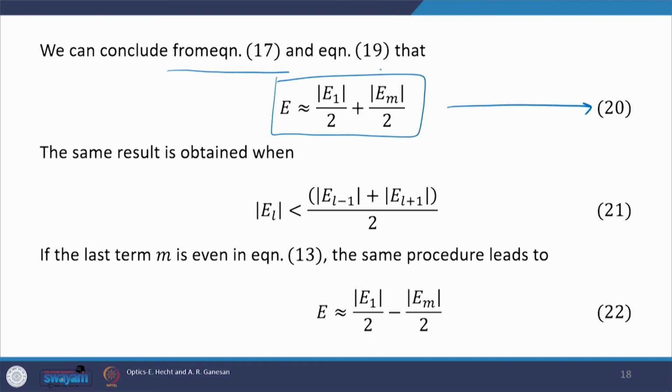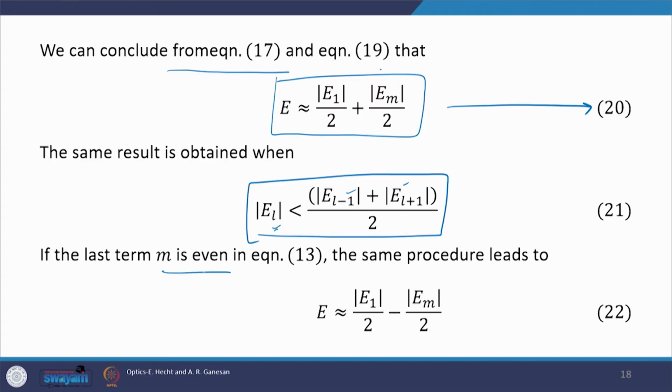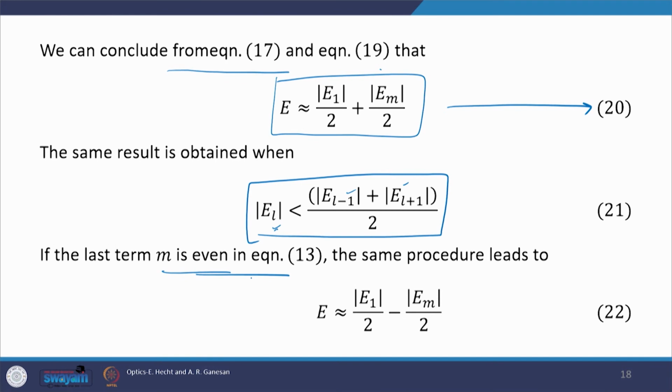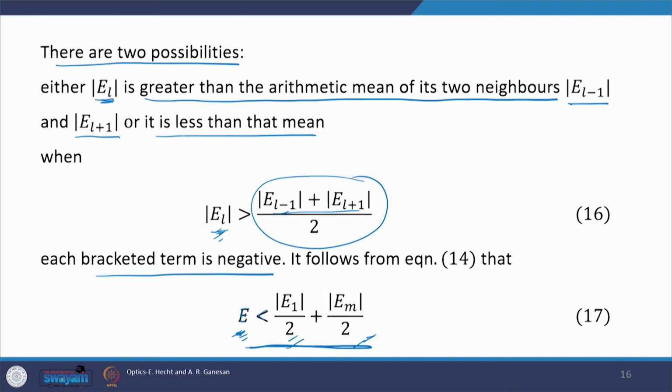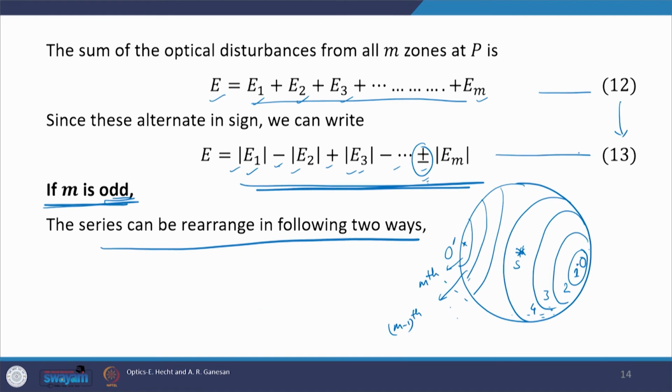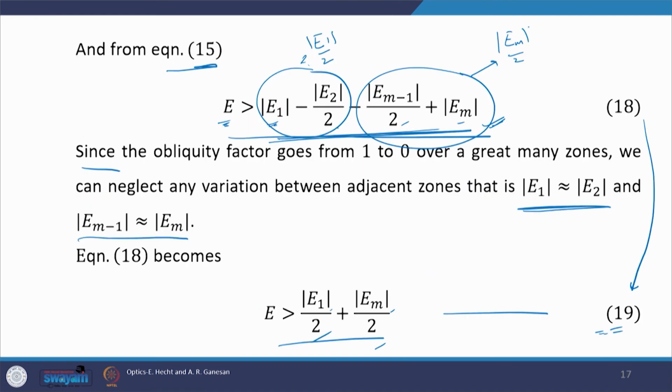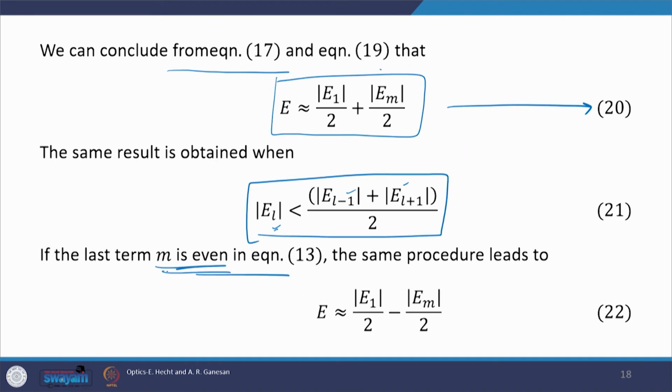Now, for arriving at equation number 20, we assumed that the field due to the lth zone is larger than the average of the fields due to the adjacent zones. Now, we assume the opposite: the field reaching point P is smaller than the average of the adjacent zones. In this case too, if we follow the same procedure, and if the last term m is even, in equation number 13, which is our main equation, then we get this.